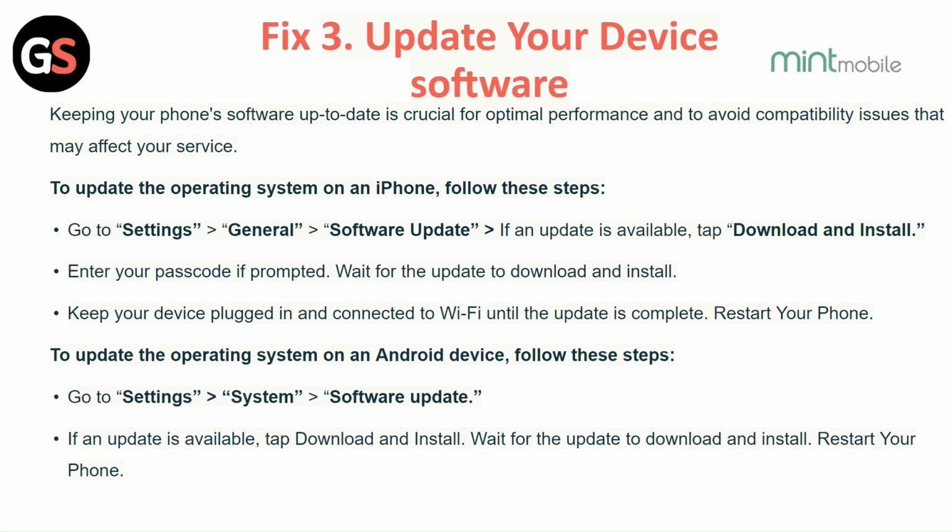Go to Settings, then General, then Software Update. If an update is available, tap Download and Install. Enter your passcode if prompted. Wait for the update to download and install. Keep your device plugged in and connected to Wi-Fi until the update is complete, and restart your phone.